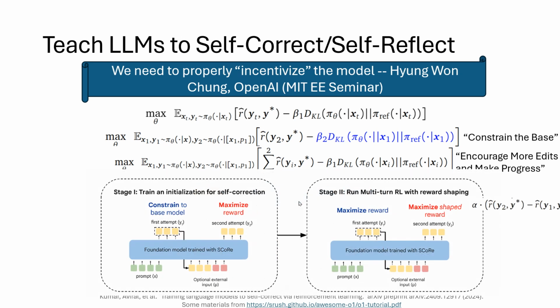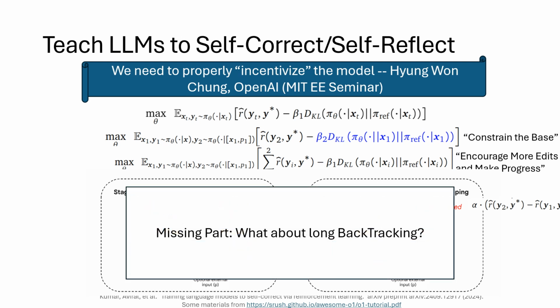And this is best explained in the figure in the paper. So we will have two-stage training. In the first stage, we constrain the base model and maximize the reward. In the second stage, we maximize the shaped per-response or per-step reward. More details on how to design this shaped reward are in the paper.